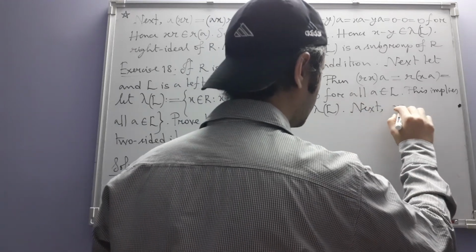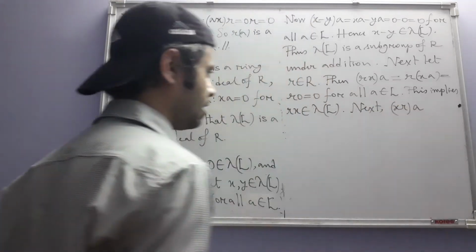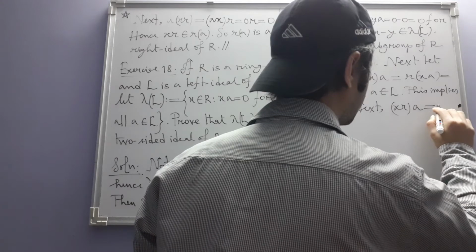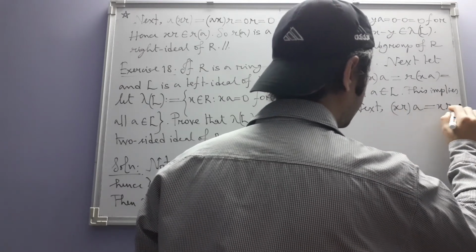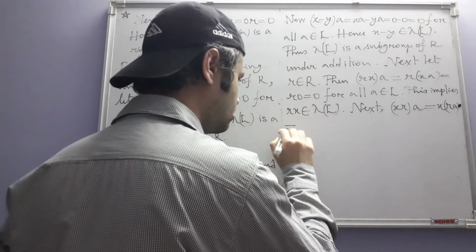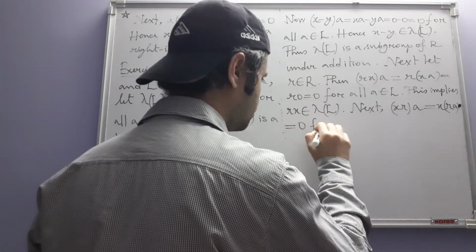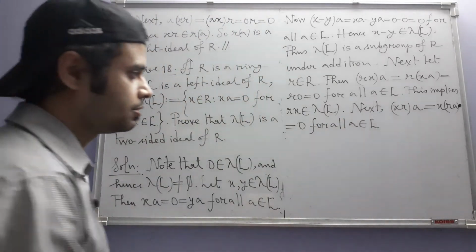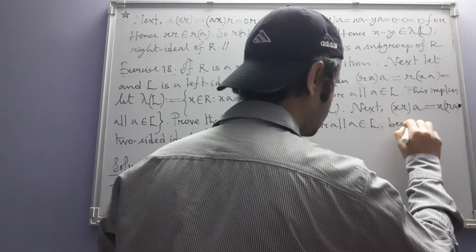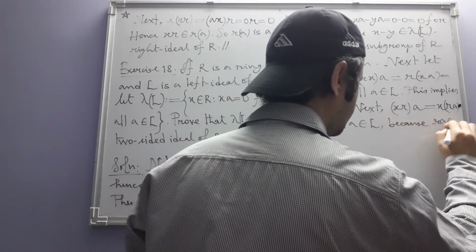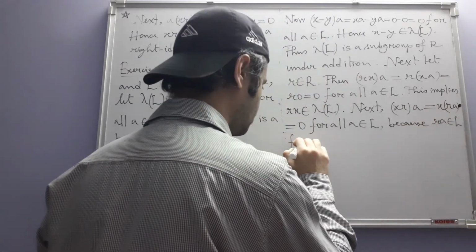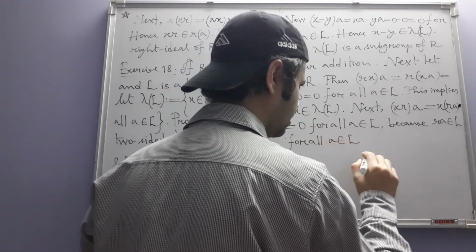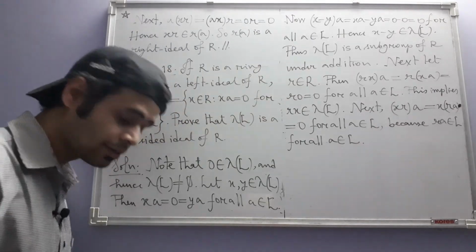Next, what happens when we take xr? Okay, xra is equal to x times ra. This is also equal to 0 for all a belonging to L. But why? Because ra belongs to L for all a belonging to L. And why is that true?